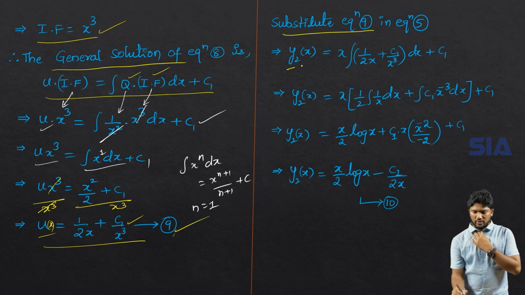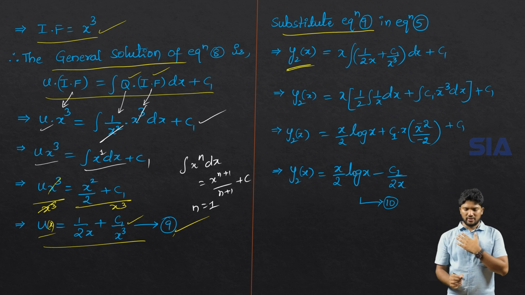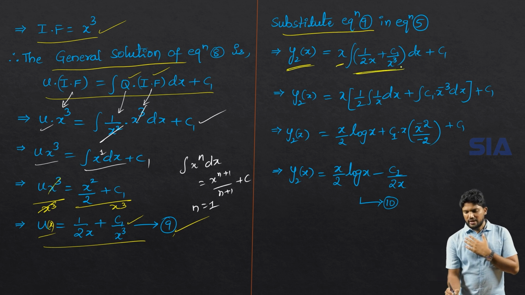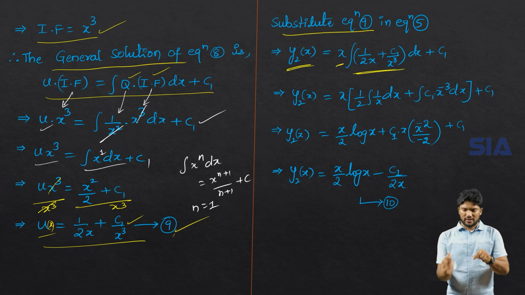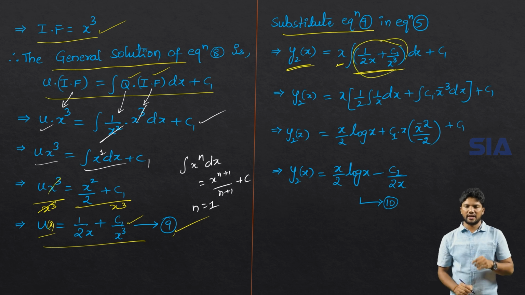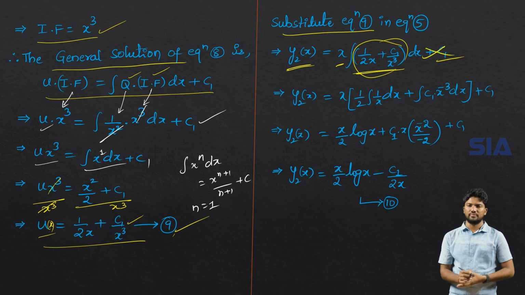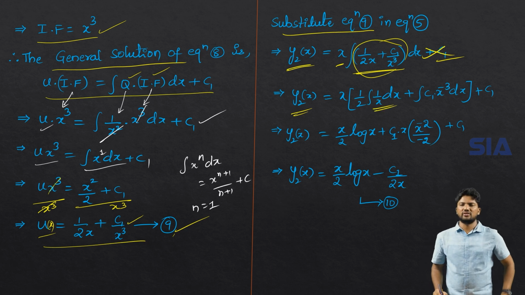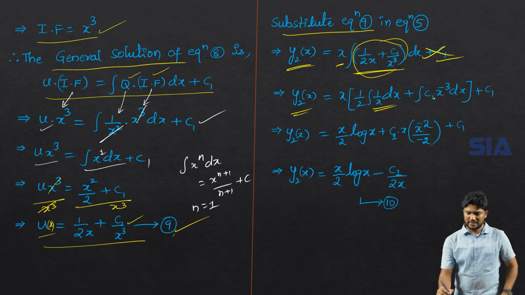Substitute equation number 9 in equation number 5. Therefore y suffix 2 of x is equal to x into, in place of u of x, we are substituting the RHS of equation number 9, dx. There is no c1 term, just ignore that. So y suffix 2 of x is equal to x into, separate the integration: 1 by 2 into integration 1 by x dx plus c1 into integration x power minus 3 dx.